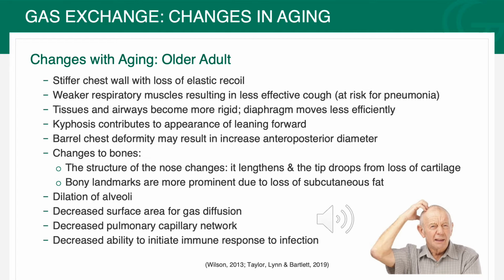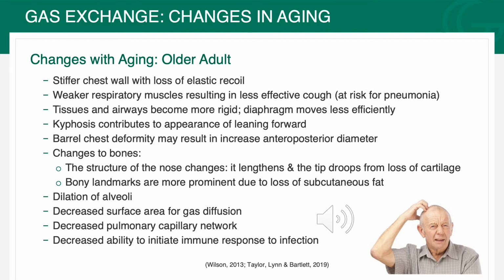Their nose changes. It kind of lengthens and the tip droops. So that can impact that upper respiratory piece of the respiratory system. In addition, the older adult has decreased surface area for that gas diffusion, like the infant. Their pulmonary capillary network can be decreased. Their alveoli, where that gas exchange takes place, can become more dilated and therefore less efficient for the gas exchange.